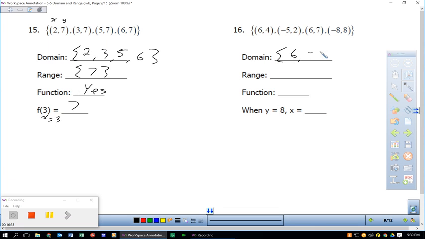16, we have 6, -5. Don't need to write 6 again, and we have -8. The range is 4, 2, 7, 8. Is it a function? Do the x's repeat? The x's, 6, -5, 6. Yes, the x's repeat, so it is not a function, with different y values, actually. And when y is 8, x is -8. There's 16.